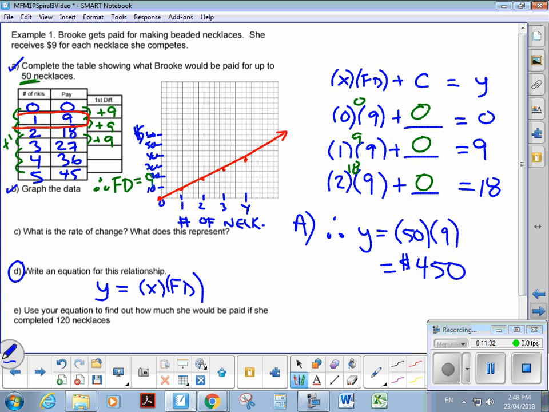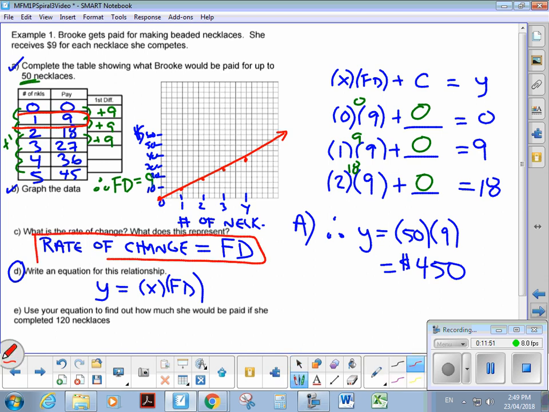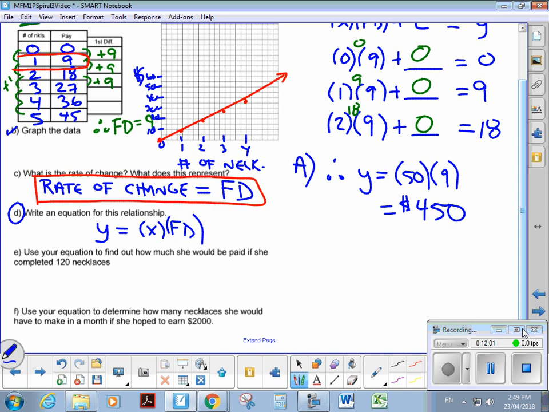B is done. C, what is the rate of change? It's the first time we're going to see that terminology. Rate of change, and this is important, equals first differences. So your rate of change equals first differences. How would you answer this? What is rate of change? I shorten it up because I don't like writing out a whole lot.